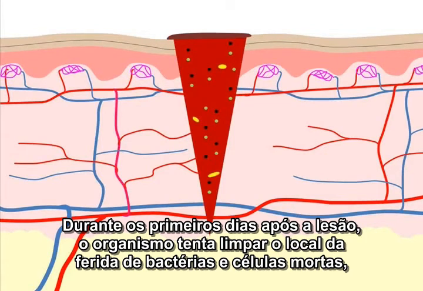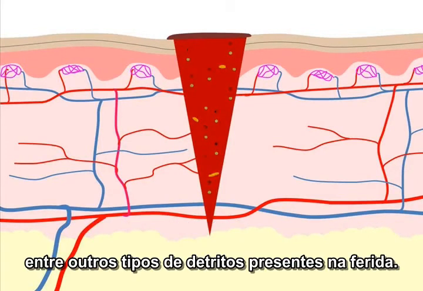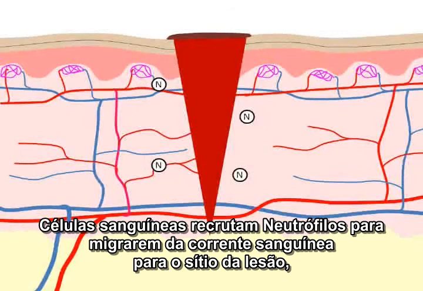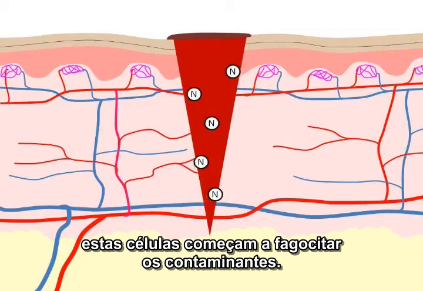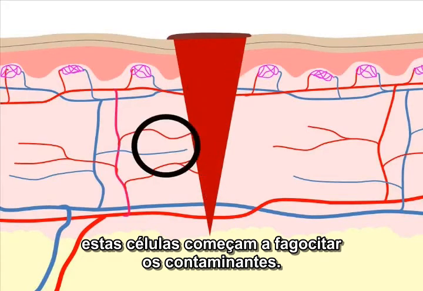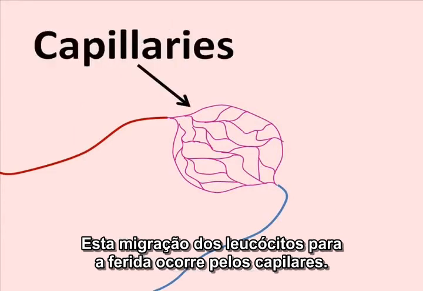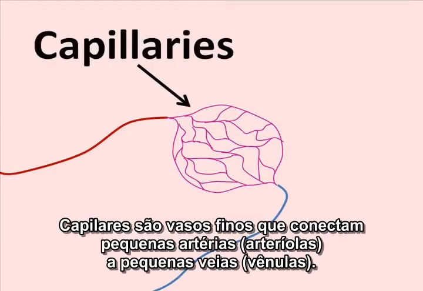Bacteria, dirt, and damaged cells, as well as other types of debris, may be present in the wound. White blood cells called neutrophils migrate from the bloodstream through the tissue and into the wound. These cells begin to engulf and digest the contaminants. This migration of cells from the bloodstream to the wound begins at the capillaries.